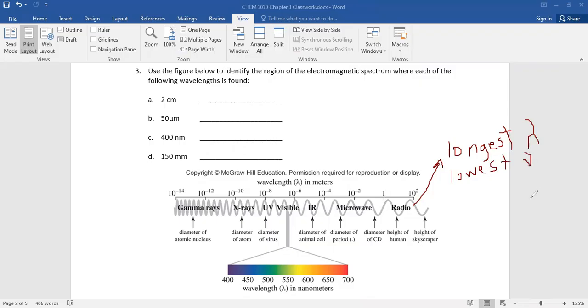So you should be able to see by now, in looking at question 2 as well as question 3, that wavelength and frequency are inversely proportional to each other. The longer the wavelength, the lower the frequency. The shorter the wavelength, the higher the frequency. On the other end, therefore, you have the gamma rays. They have the shortest wavelength, but the highest frequency.